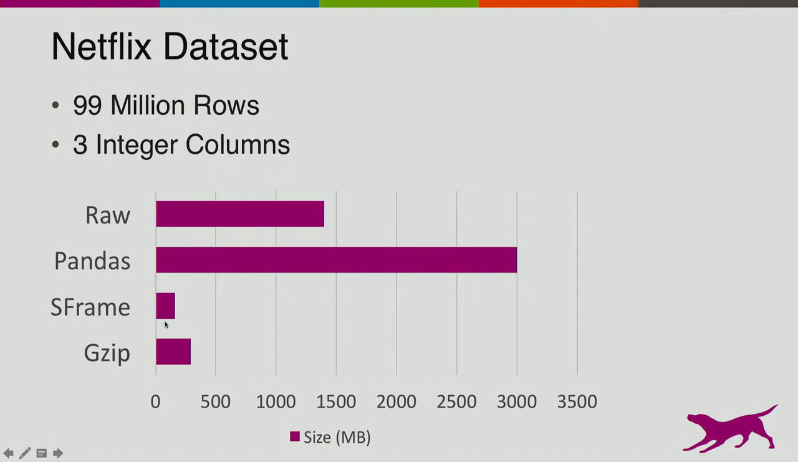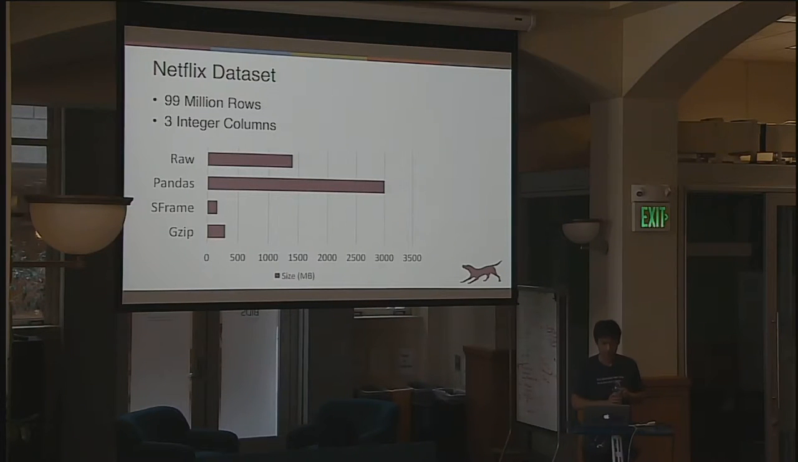SFrame's compression actually does better than gzip because gzip does not have type-aware compression. It only treats your data as rows. In this Netflix data set, it's actually sorted by the movie ID. Therefore, the movie column itself is extremely efficient after compressed.